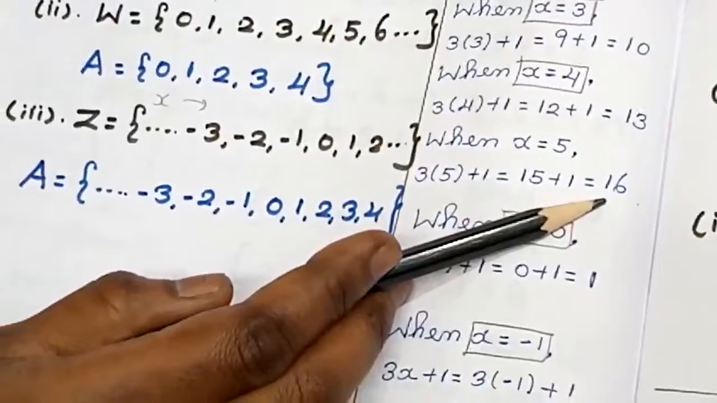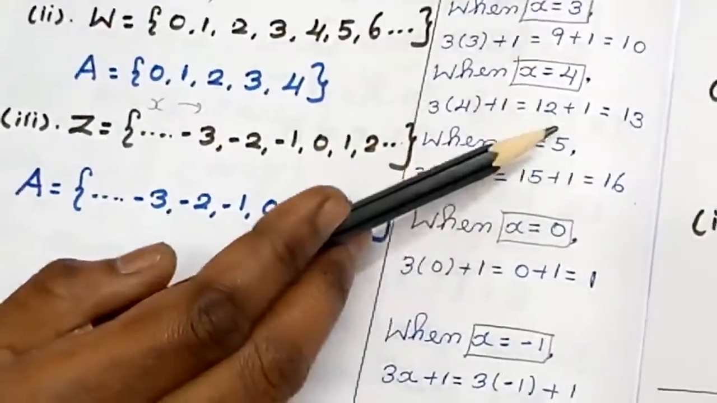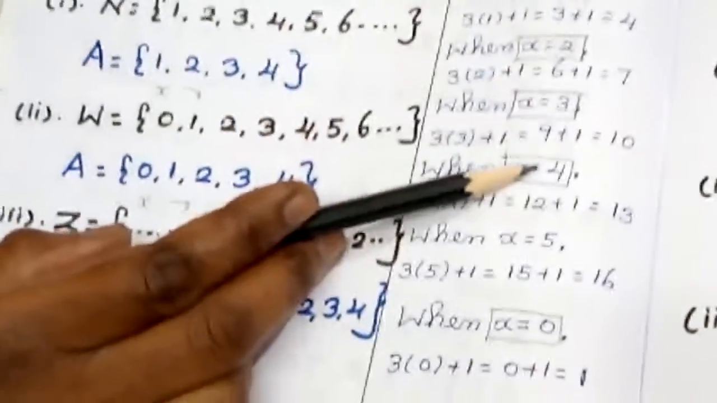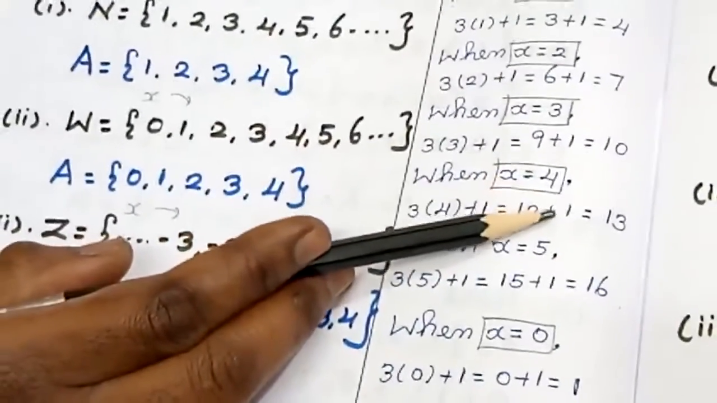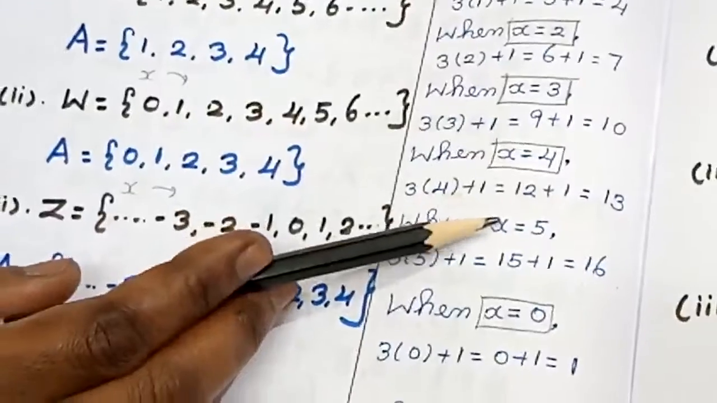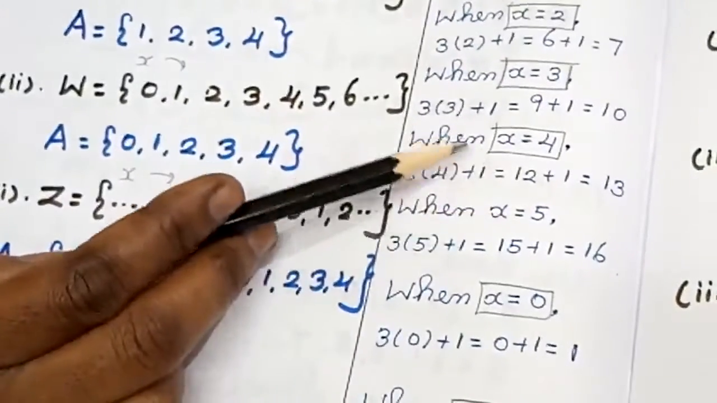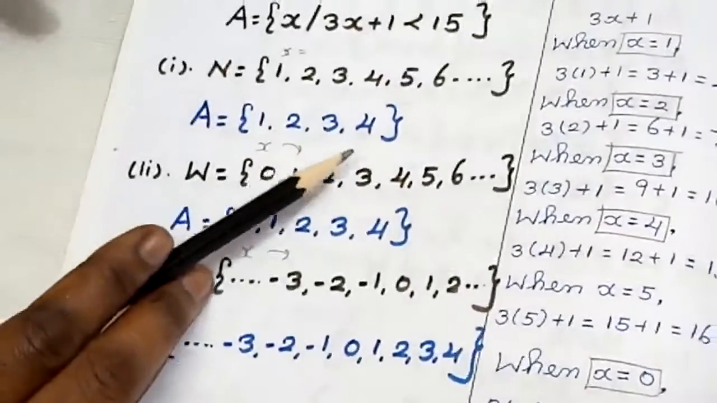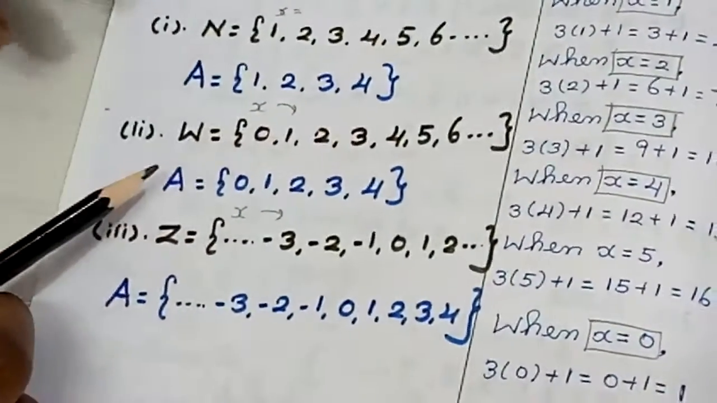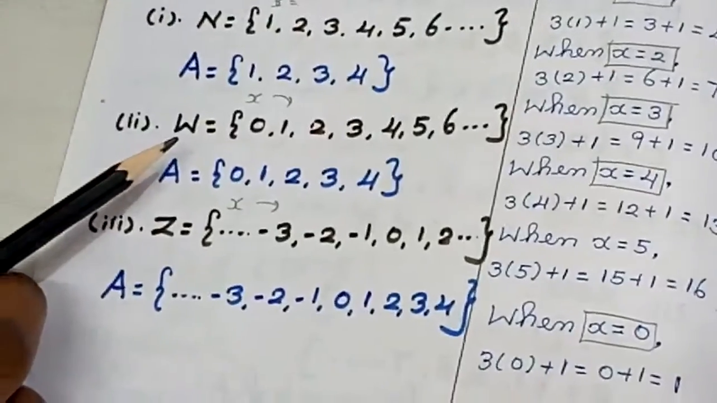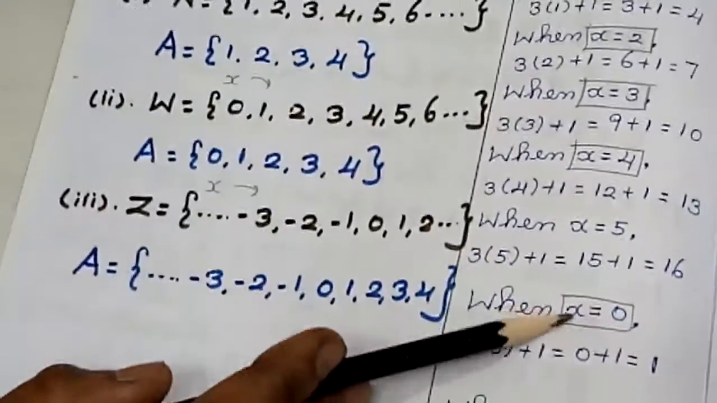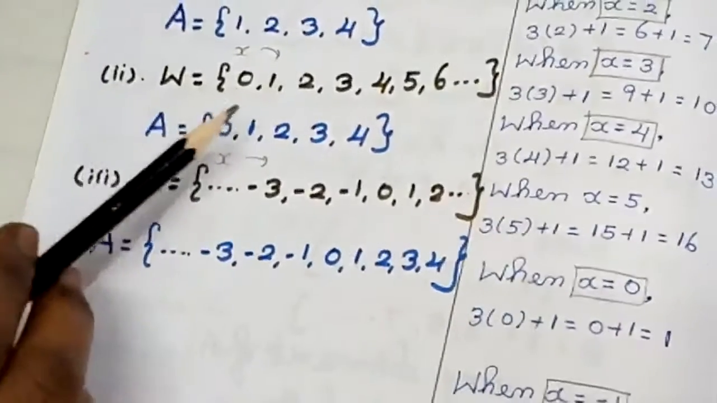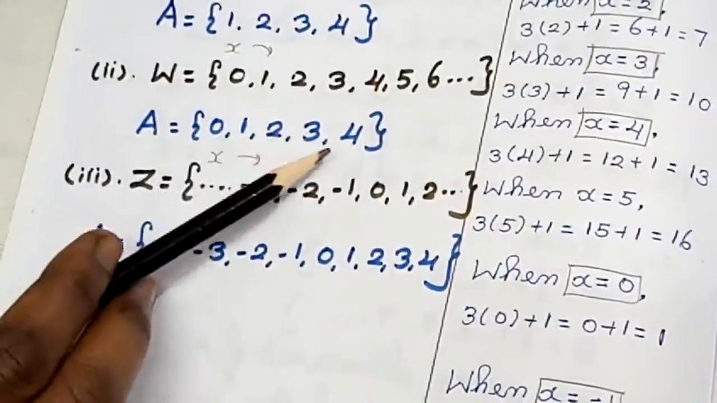So it is crossing 15. While I am giving the values for x, 1, 2, 3, 4, I am getting answers less than 15. When I come to 5, I am crossing 15. So those values only I am going to take for A. A equal to 1, 2, 3, 4. And coming to the second question, W whole number, I am going to check only for 0 here, students. When I check, I am getting the value 1, which is less than 15. So the values here are 0, 1, 2, 3, 4.